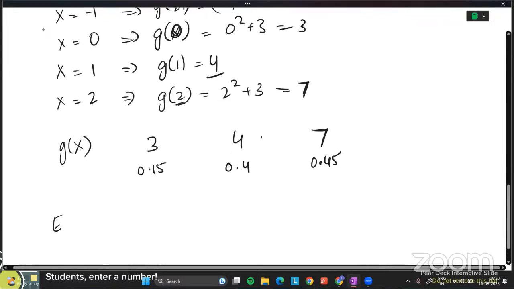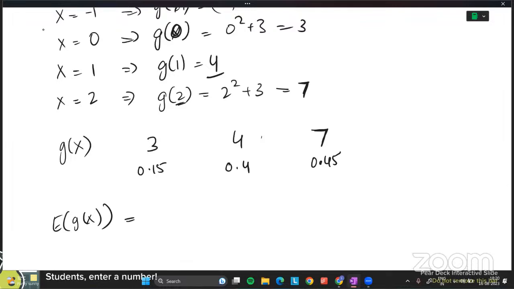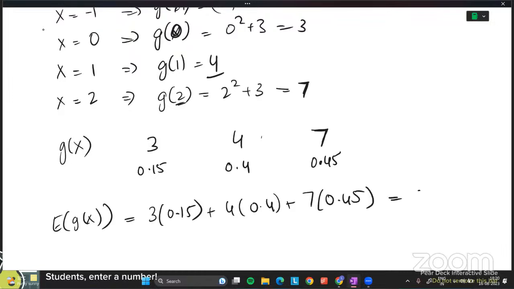Now for finding the expected value of g of x, we can just use the formula. So this will be 3 into 0.15 plus 4 into 0.4 plus 7 into 0.45. The final answer is 5.2.